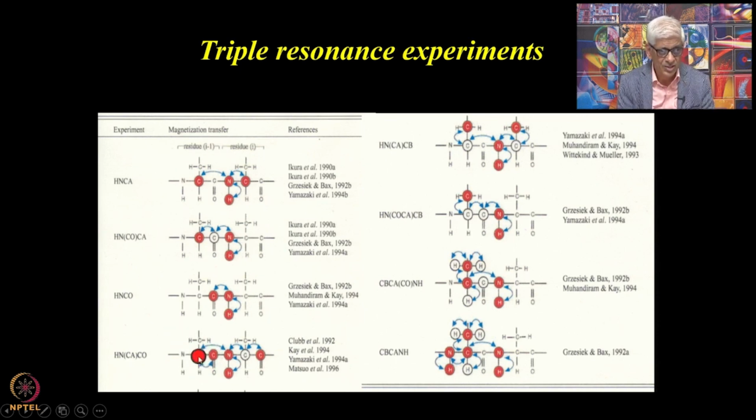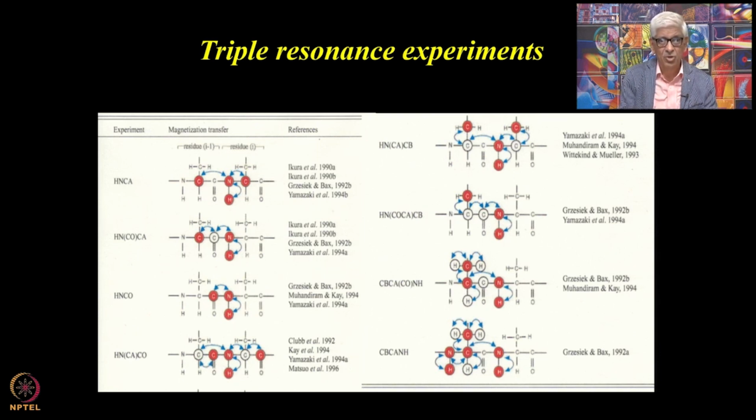So we use the C alpha as the mediator here, come to the carbonyl, and then from the carbonyl we go back to the C alpha, then back to the nitrogen. Same here, carbonyl to the C alpha, then to the nitrogen, then here. Therefore these ones have different kinds of information, as you will see.